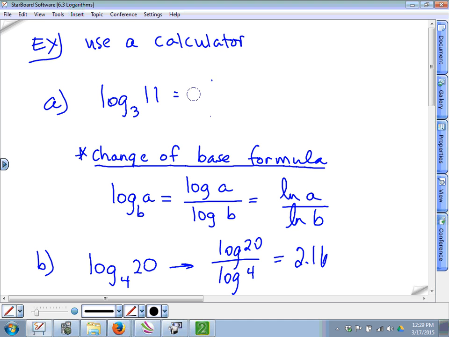Sometimes it requires the use of the calculator, though. Like this one, log base 3 of 11. Is 11 a power of 3? No. Absolutely not. Even if you try to rewrite it into 3 to some power is equal to 11, that makes it even less clear.